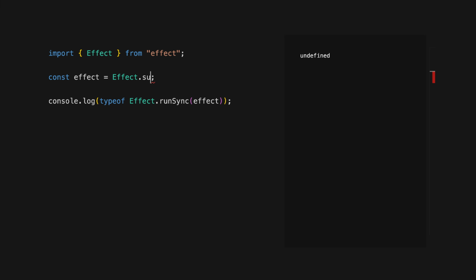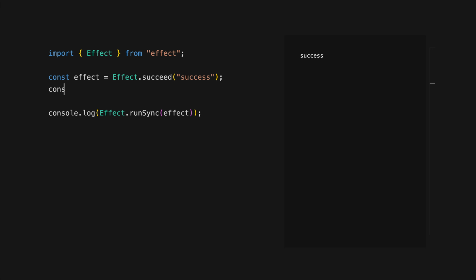Now what about an effect that always succeeds? In this case, it's an effect that always succeeds with value success. In that case, we don't need to log typeof. We can directly run the effect and console log the result. Remember effect.sync that creates an effect from a function that takes no arguments and never fails? Interestingly, effect.succeed and effect.sync have extremely similar behaviors, but with one important difference. Let's see what it is.